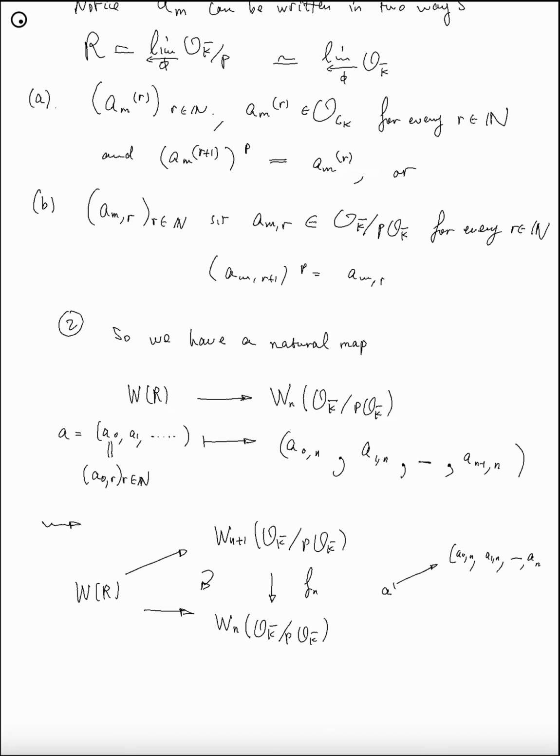Okay, so the problem is that by our definition this should be mapped to A0 n plus 1, A1 n plus 1, etc., finally n plus 1. And then it's mapped here to A0n, A1n, and finally A n minus 1 n. Well, what is this map? How do you get from here to here? Raising to the p-th power.